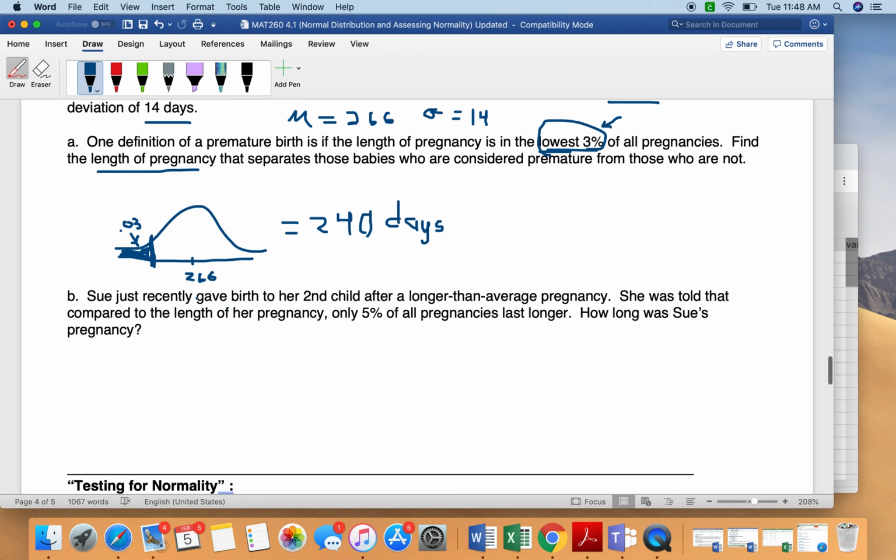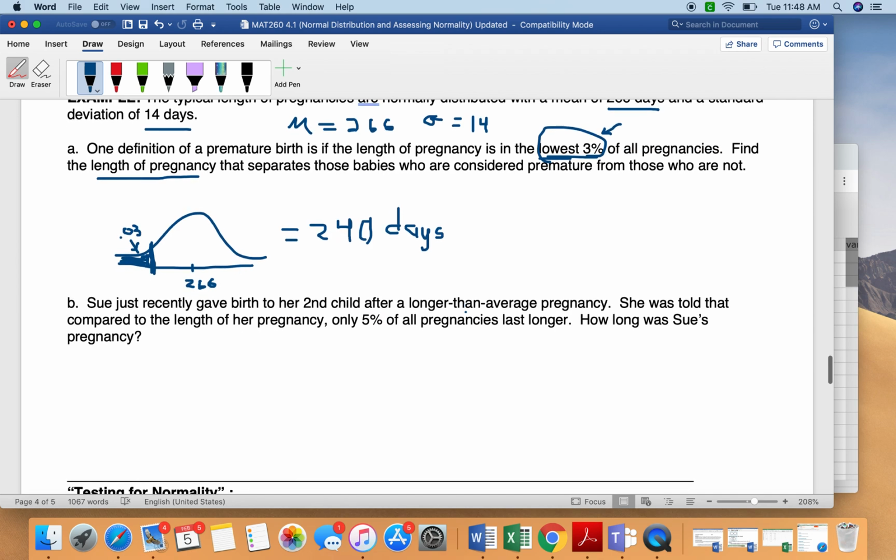So on the next one, we're saying Sue just recently gave birth to her second child after a longer than average pregnancy. And she was told compared to the length of her pregnancy, only 5% last longer. So again, we're going to draw out our curve. 266 in the middle. And we want only 5% last longer. So we want the top 5% here. We want to figure out what is this value that marks this top 5%.